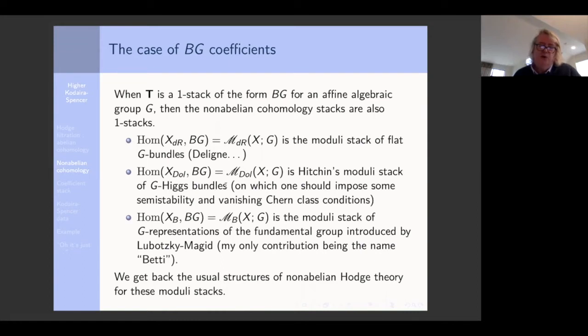We should also impose some semi-stability and vanishing Chern class conditions here. If we just take the moduli stack of all Higgs bundles, that's going to be too big to fit into any kind of non-abelian cohomology picture. You could if you want, but it's better to impose some semi-stability and vanishing Chern class conditions. In particular, if we talk about the Hodge cohomology, then we should impose those conditions on the zero fiber.